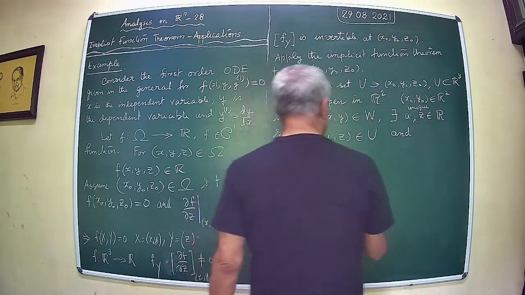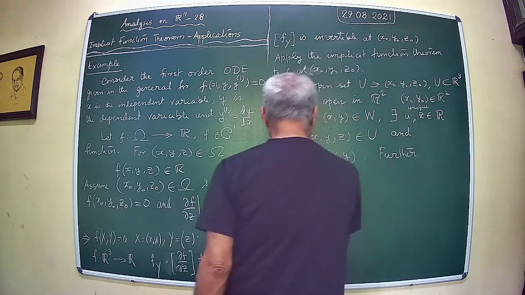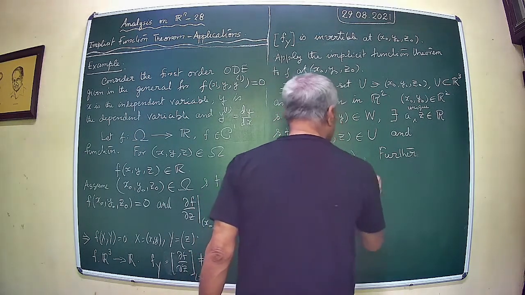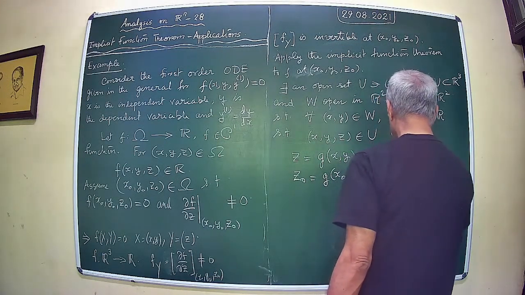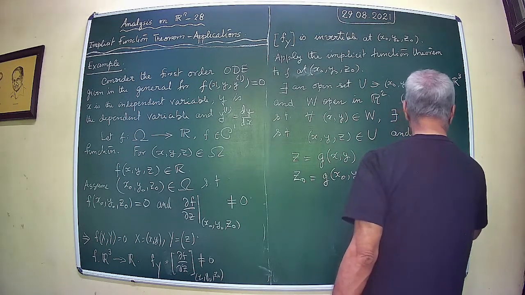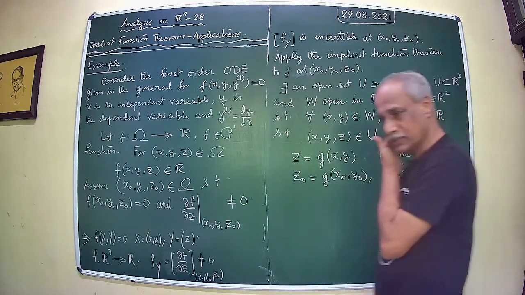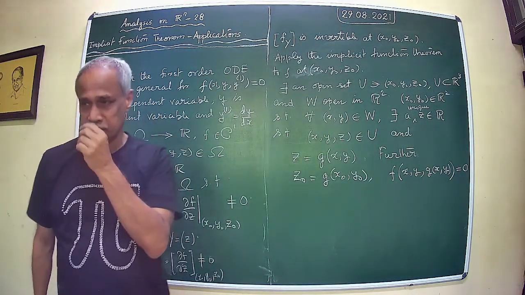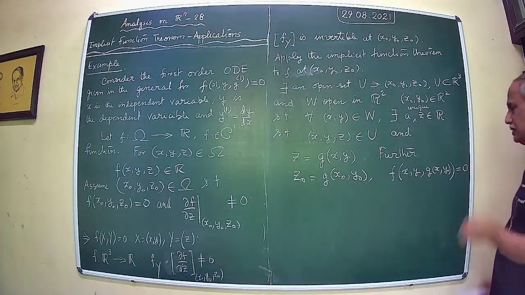Consequently, further we have z naught equal to g of x naught, y naught, and f of x, y, g of xy is equal to 0. This is the consequence of application of the implicit function theorem. Okay. Now let us see what is the consequence of that.